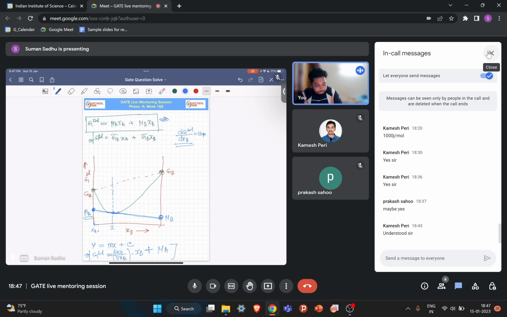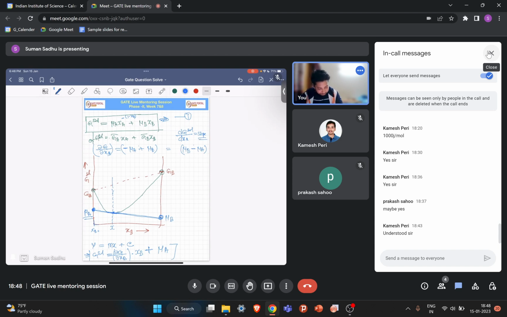Now if we calculate the derivative of G with respect to xb, what will it be? If you differentiate equation 1 with respect to xb, it will be mu a into xa, which is 1 minus xb, so it will be minus mu a, plus mu b. So your slope will simply be mu b minus mu a.